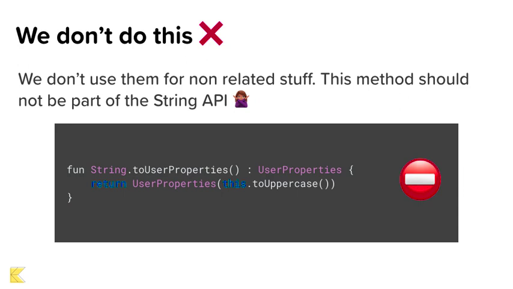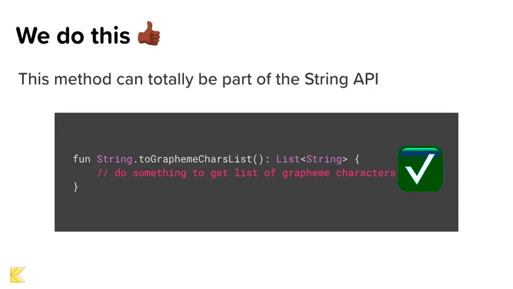So in this case, I would rather not even have this function at all and just have the constructor here where I convert the string to uppercase, right? You do not need an extension function for this kind of property logic. So what we do with extension functions is we make sure that they can actually form part of the API that you're working on or the class that you're extending, right? So this example here is a method called string.toGraphemeCharList. Okay, I probably said that wrong.